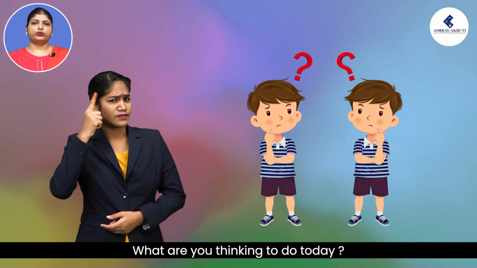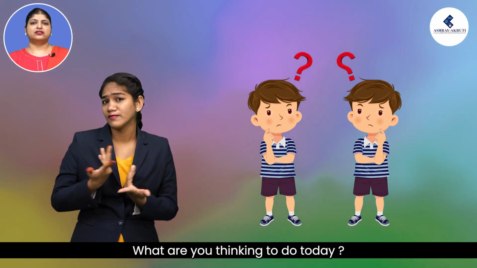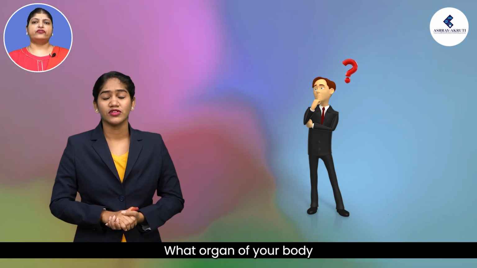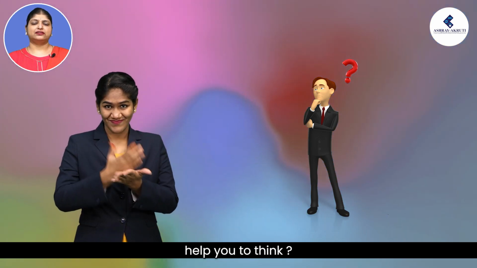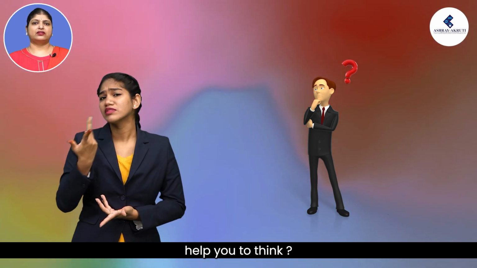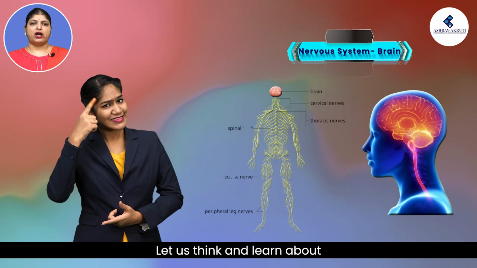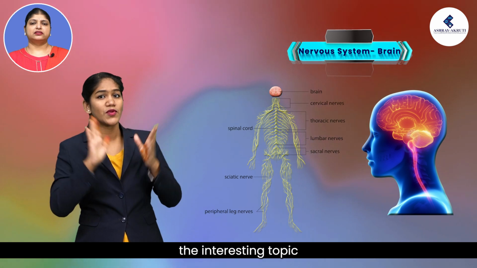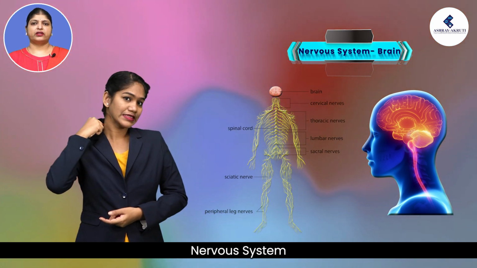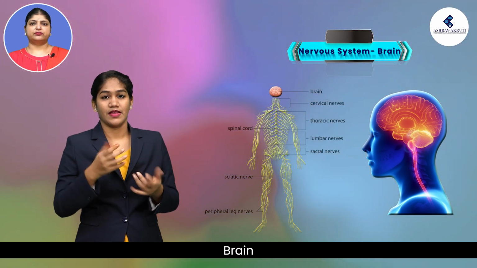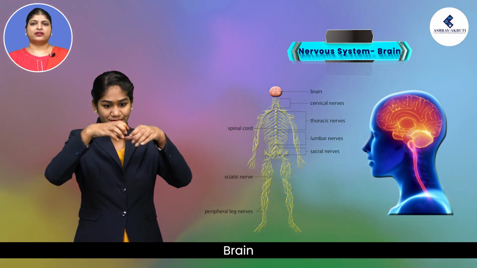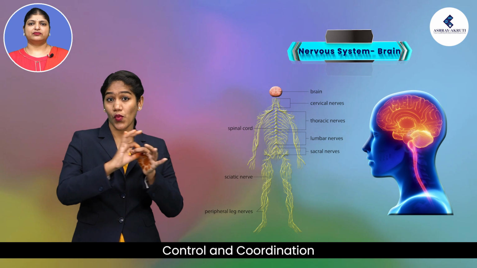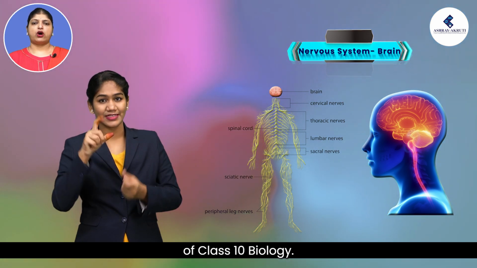What are you thinking to do today? How can you think? What organ of your body helps you to think? Let us think and learn about the interesting topic, nervous system, brain, from the lesson Control and Coordination of class 10 biology.